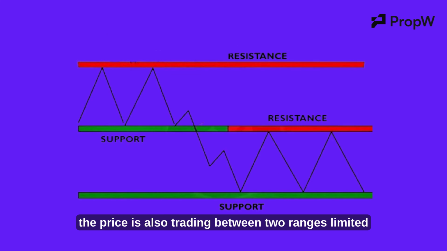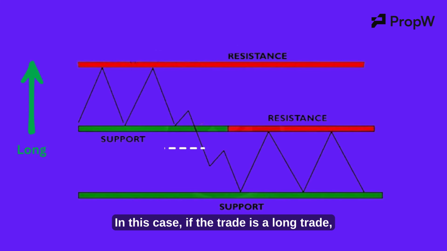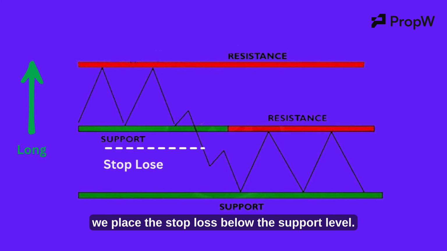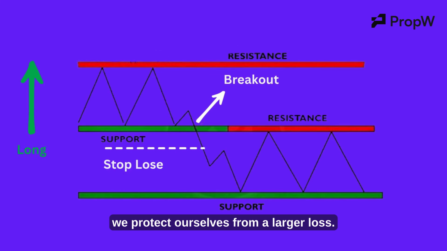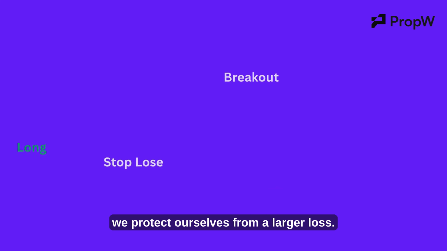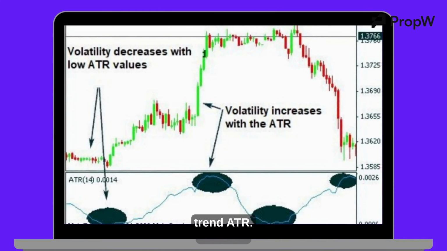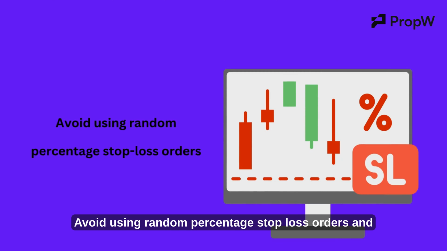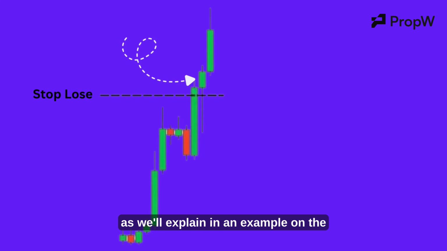In this example, the price is also trading between two ranges limited by support and resistance. In this case, if the trade is a long trade, we place the stop loss below the support level. If it breaks downward, we protect ourselves from a larger loss. Or use volatility barriers such as the average true range, ATR. Avoid using random percentage stop loss orders, and place your stop loss at candle closes rather than at the price, as we'll explain in an example on the PropW platform later.